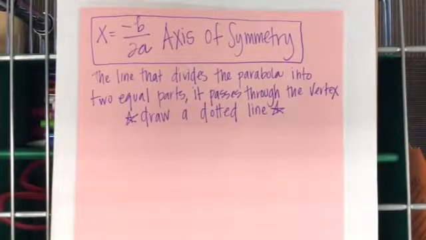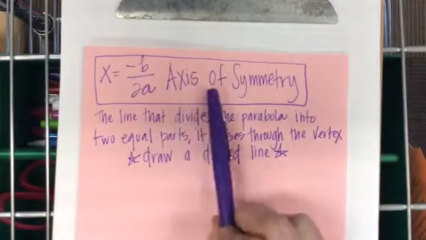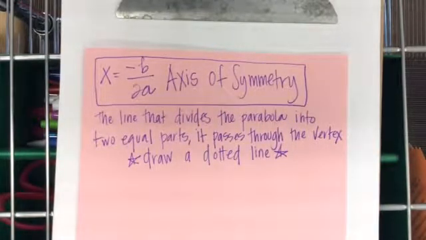To find the axis of symmetry, to find the middle of the parabola, we use negative b over 2a. We use the first step of the vertex, which makes sense. If the axis of symmetry goes through the vertex, part of the vertex formula is going to be our axis of symmetry.